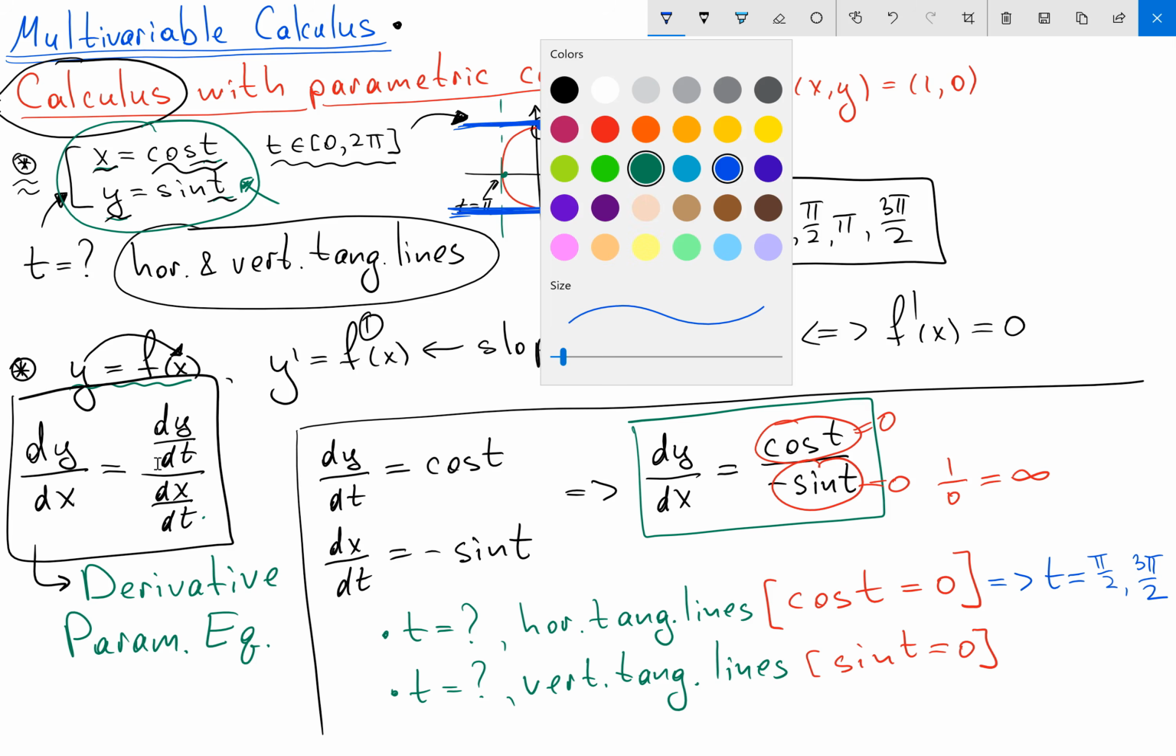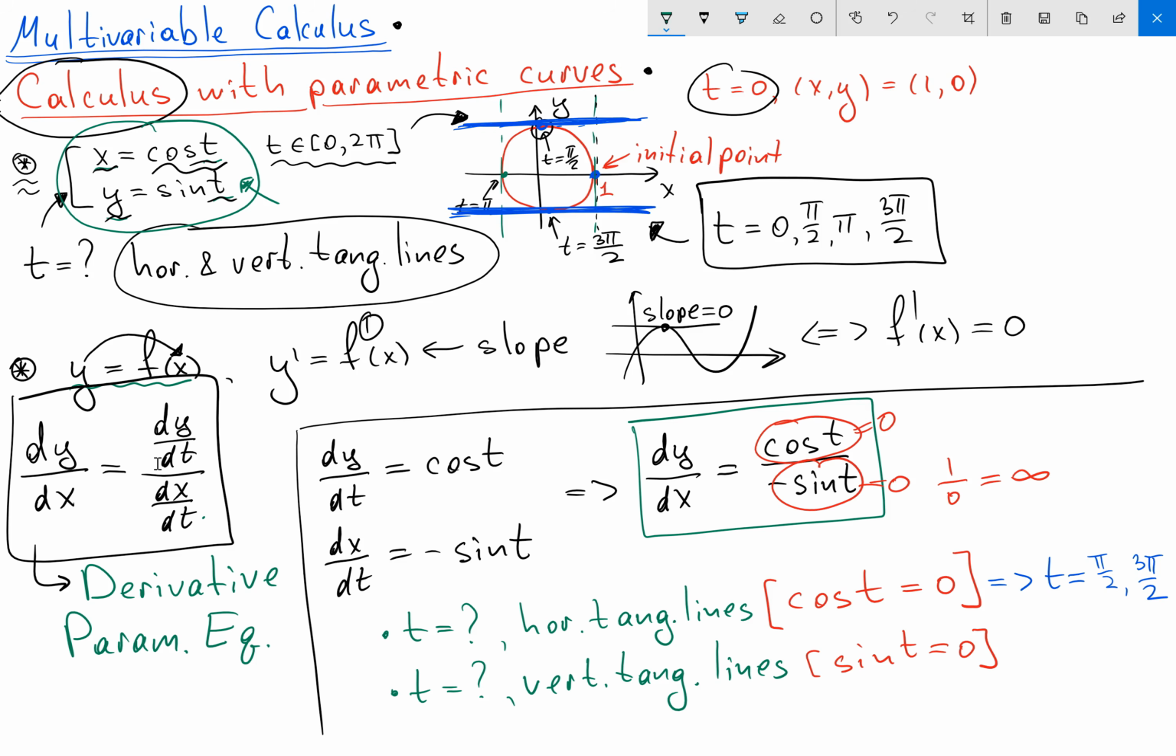And my vertical tangent lines are going to be exactly when sine of t equals 0, but this is true when t is 0 and pi. And this exactly corresponds to these tangent lines. So we got our final answer.